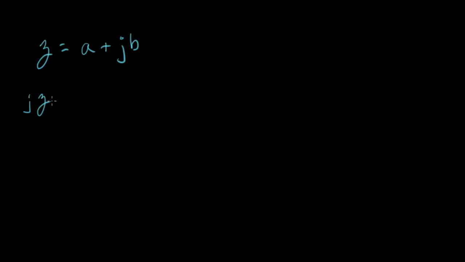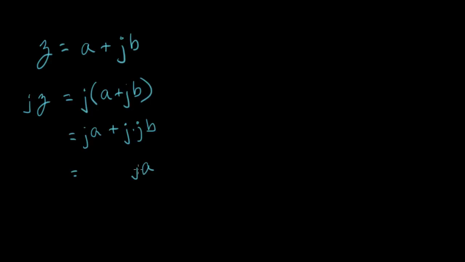J times z, and that equals j times a plus jb, and let's just multiply it through, equals j times a plus j times j times b. A and b have now switched places, so we're going to put ja on this side. And what do we have here? J times j is minus 1, so we have minus b plus ja.